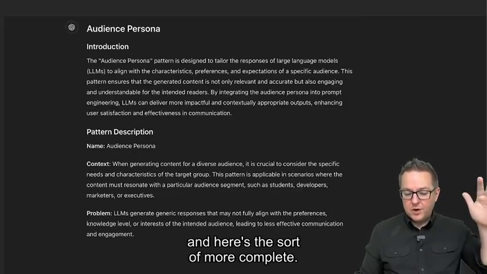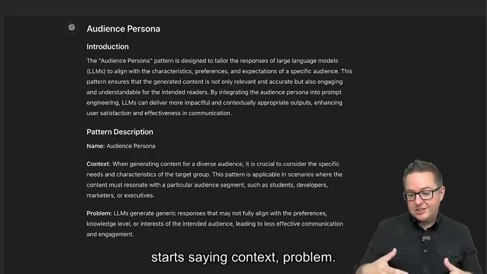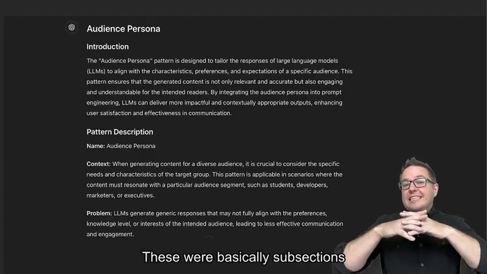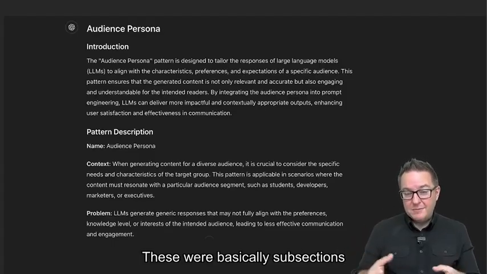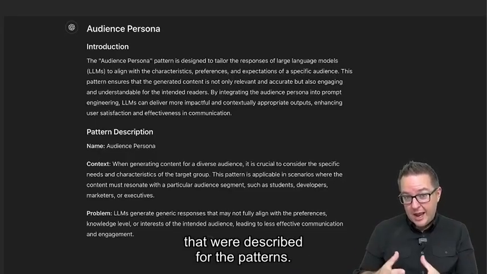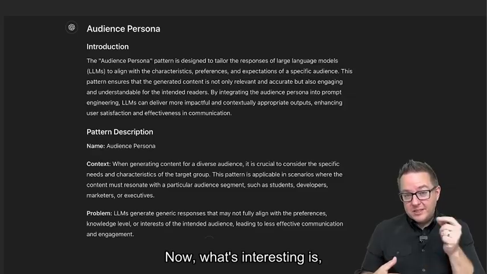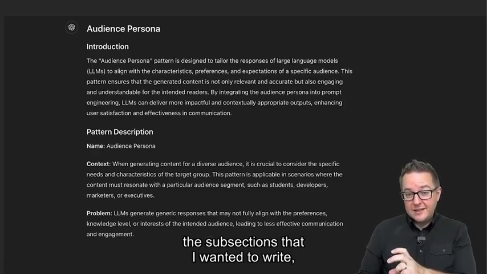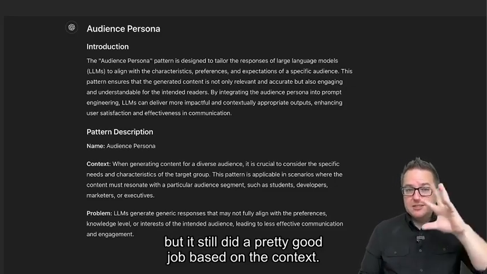And here's the sort of more complete. And then it goes in and it starts saying context, problem. And these were basically sections that were described, basically subsections that were described for the patterns. Now, what's interesting is I didn't actually give it one of the subsections that I wanted to write, but it still did a pretty good job based on the context.